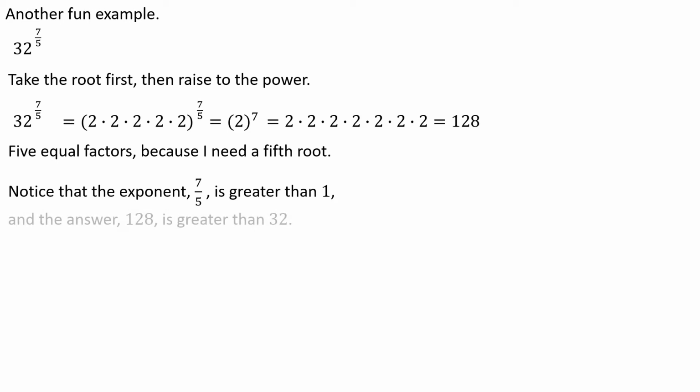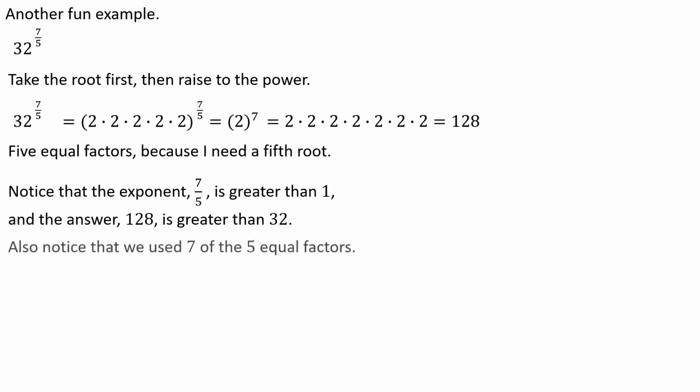Notice that the exponent 7/5 was greater than 1. So my final answer, 128, was greater than that number 32 that I started with. Right? If the exponent is more than 1, the result we get should be bigger than the original number. Also notice that we ended up using 7 of the 5 equal factors.